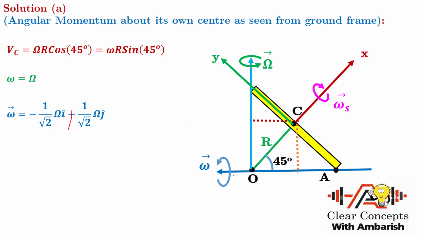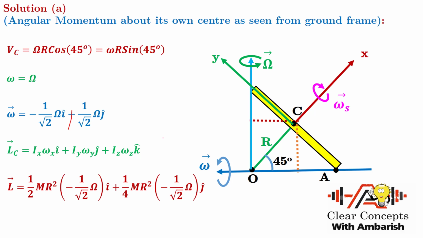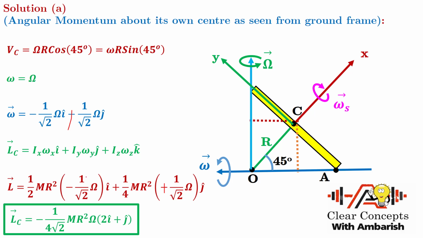So this omega vector I have resolved into i cap and j cap components. Now angular momentum about C is nothing but Ix omega x i cap plus Iy omega y j cap plus Iz omega z k cap. Here also again there should be a plus sign. Now Ix is nothing but half m r squared, the moment of inertia about the x-axis, and the moment of inertia about the y-axis will be 1 by 4 m r squared. So this is what I have written. I hope this is clear, the angular momentum about point C, just using this formula in terms of principal axes. Now this simplifies to this.